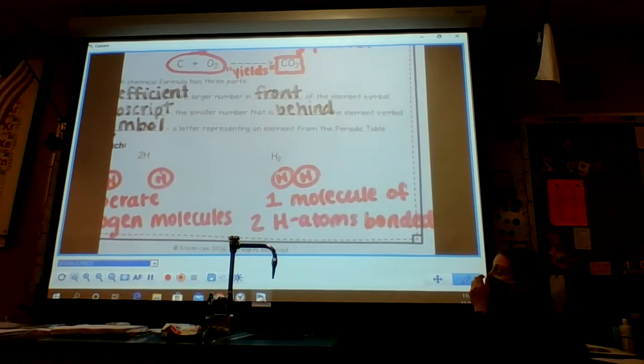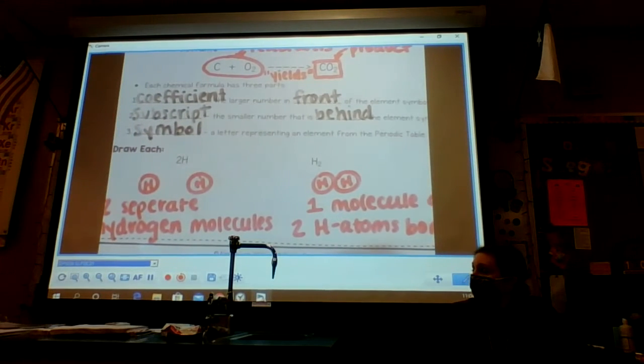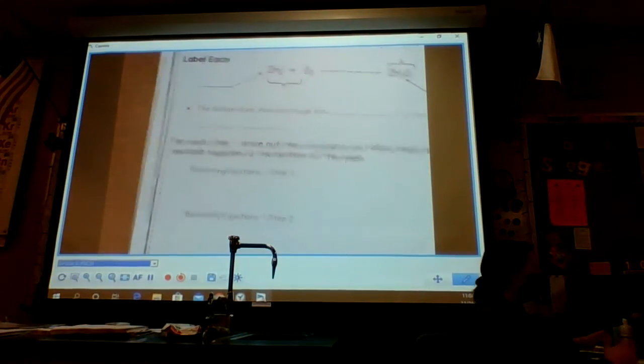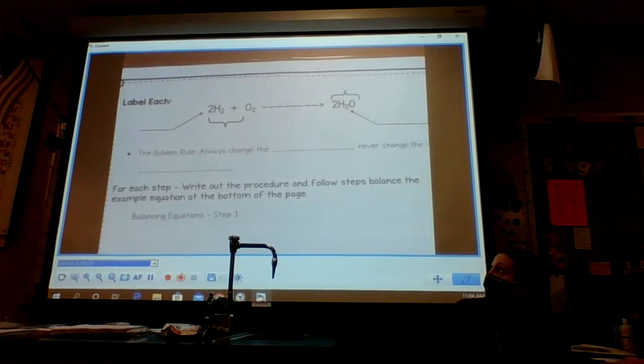Okay, so this is going to play a part in balancing if you're a visual person, being able to see what these are supposed to look like. Is everybody okay with the front page? Alright, let's flip it over to the back. Let's label this at the top really quick.